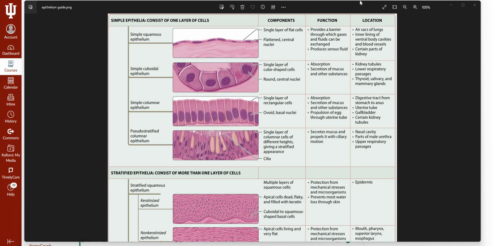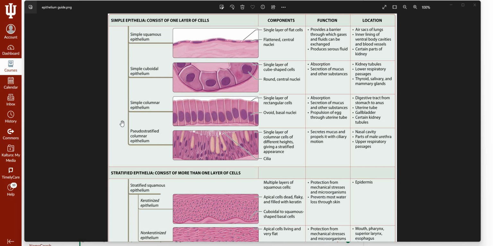So as you're filling out that table today, watch out for the example locations that I give in the PowerPoints and in the videos. Another thing to note about epithelium is that it is avascular, meaning it has no blood supply, but it is highly innervated. And we'll talk about that more when we bring in the integument or the skin system next lab.